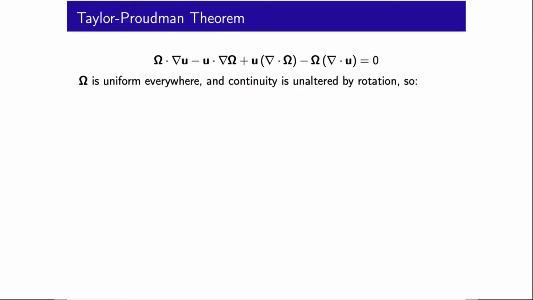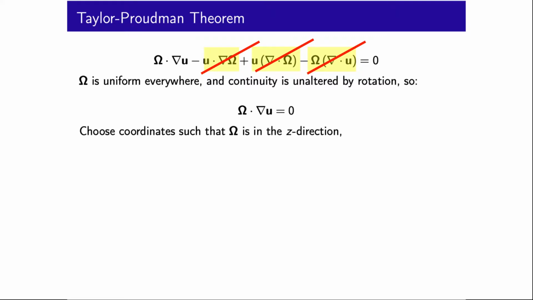Now, Ω is uniform, so the 2 terms with gradients of Ω are 0. One term is Ω times the continuity equation, which for our assumptions is 0, leaving us with Ω dot grad u is equal to 0. Let's choose our coordinates such that Ω is in the direction of z, meaning that the dot grad operator becomes the vertical gradient of u. This expands to ∂u/∂z is equal to ∂v/∂z is equal to ∂w/∂z is equal to 0.